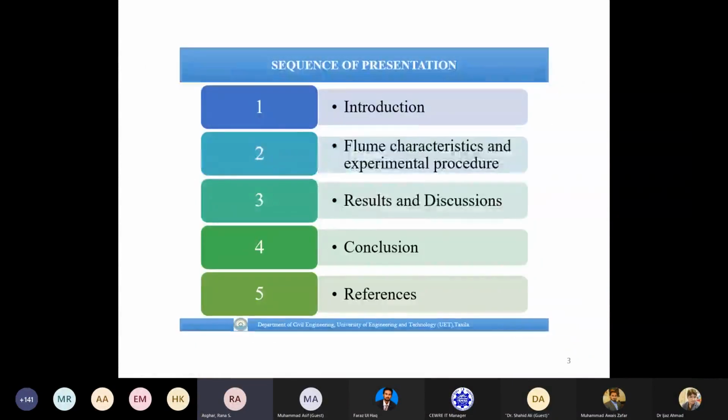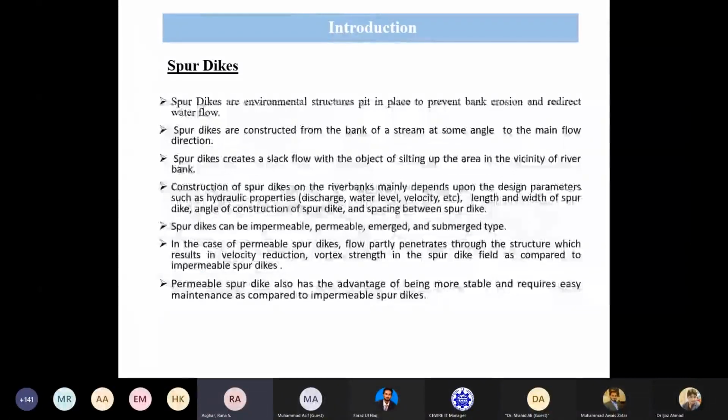First of all is the sequence of my presentation. The first one is introduction, second one is flume characteristics and experimental procedure, third one is results and discussions, fourth one is conclusion, and fifth one is references. I will start my presentation with introduction. First are spur dikes. What are spur dikes?